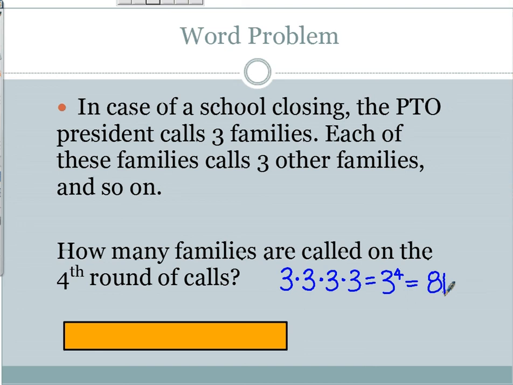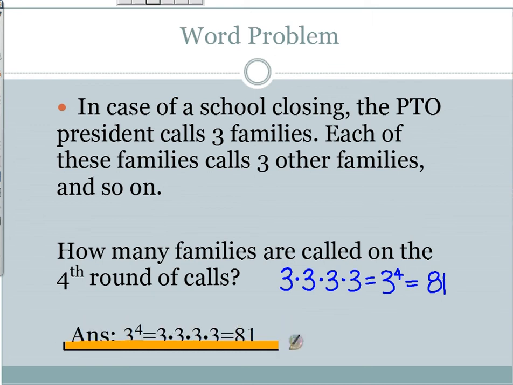And we can change over to the magic eraser here on our board. And let's see if we have the right answer. 3 to the 4th power equals 81. Okay.